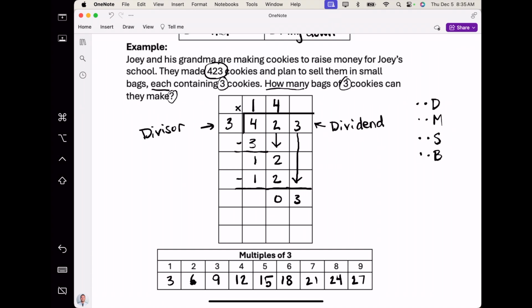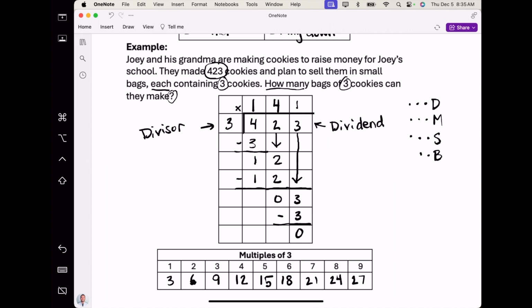So now I'm back up to my divide step. So I see how many 3's there are in 3. The answer is 1. So now I multiply. 3 times 1 is 3. I subtract 3 minus 3 to get 0. There's nothing left to bring down here.